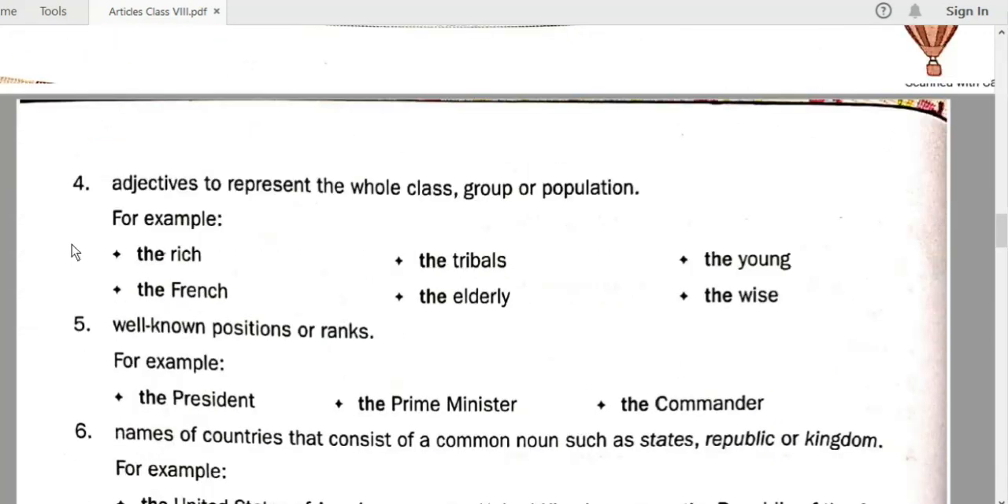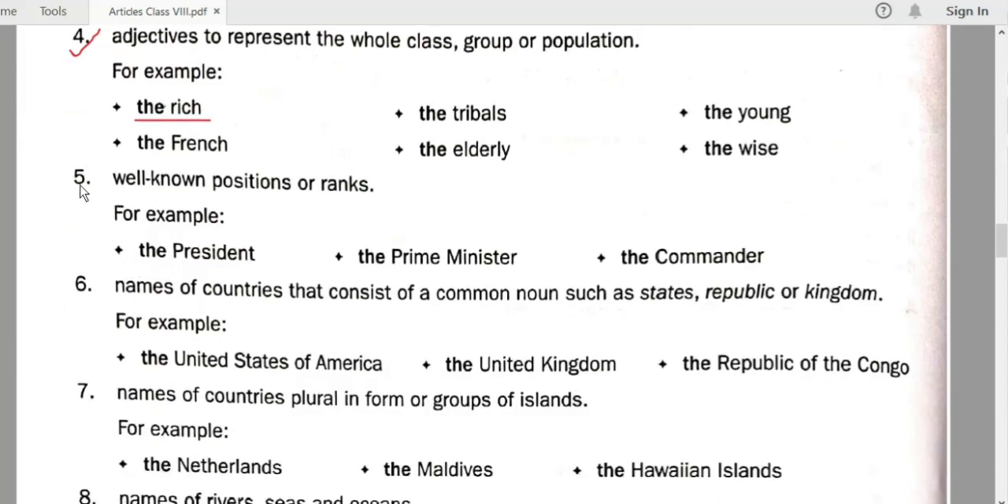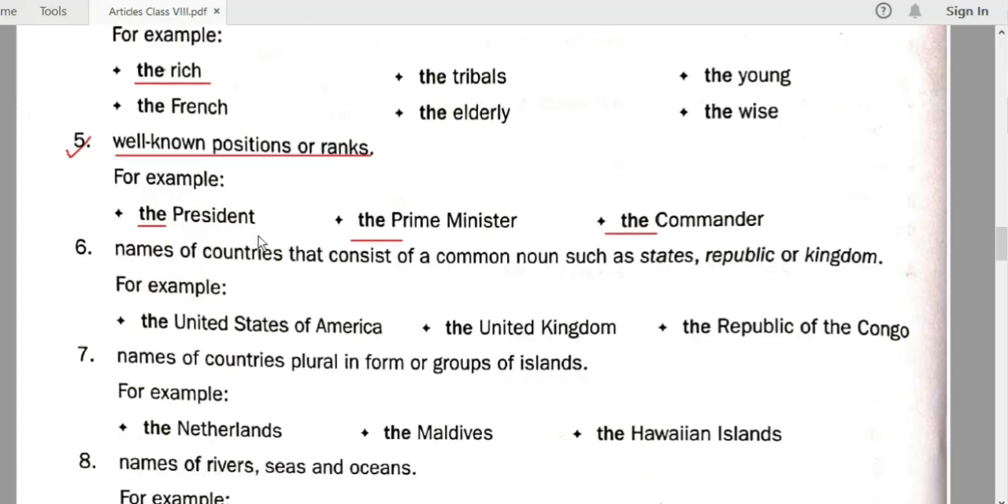Now the next rule, rule number 4, adjectives to represent the whole class, group or population. Here the rich means the rich people, the tribals, the young, the French, the elderly, the wise; all show the groups which they represent. In rule number 5, well-known positions or ranks. It means the designations: the president, the prime minister, the commander all take the because they possess the post, the position, the rank.